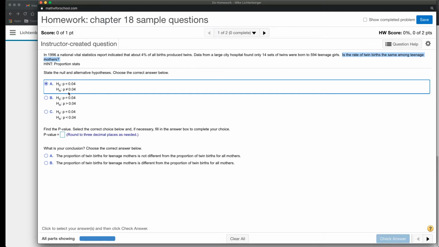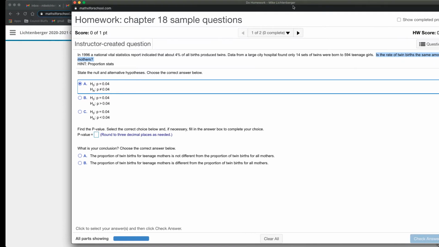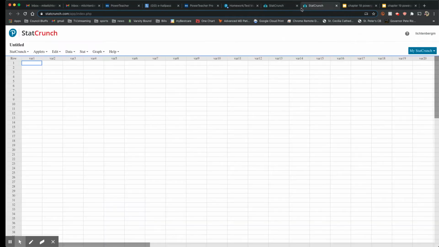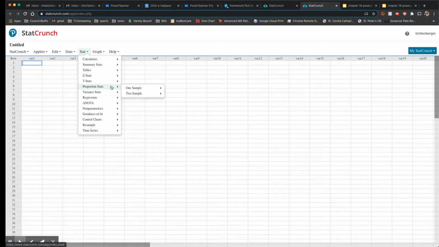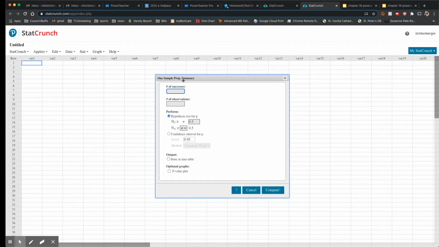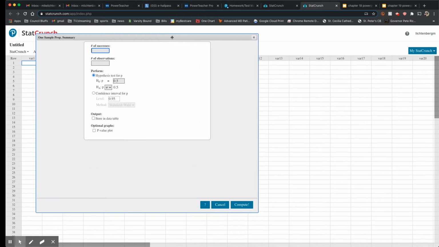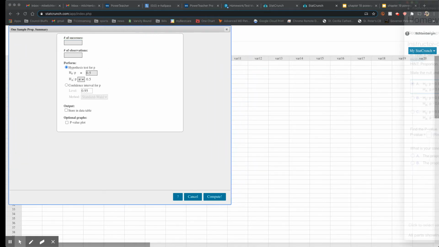Okay. Find the p-values. Fill in the answer box to complete your choice. So for that, we're going to use StatCrunch. Remember on StatCrunch, we go to Stat, Proportion Stats, One Sample, With Summary. And we're going to put the data in.